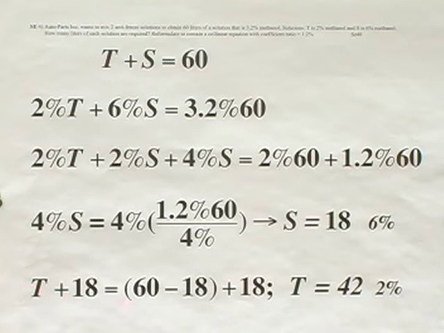And reformulate this 60, I'm going to subtract 18 and add 18 because that is what I need for the 6% solution. So T, when I evaluate this, it'll come out to 42. So 42 liters of the 2% solution, 18 liters of the 6% solution, and when you add that together, you'll get 60 liters.